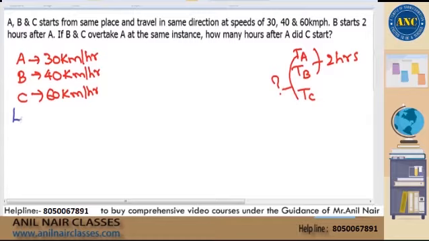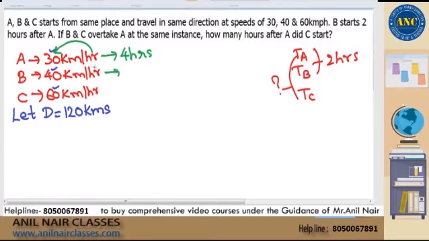Now see here, sir. I know that the distance is constant. I'll assume the distance as LCM of 30, 40 and 60. LCM of 30, 40, 60 is 120 kilometers. If I assume it as 120 kilometers, A, in 1 hour he will cover 30. To cover 120 he will take 4 hours. B, in 1 hour he will cover 40. To cover 120 he will take 3 hours. C, in 1 hour he will cover 60. To cover 120 he will take 2 hours.